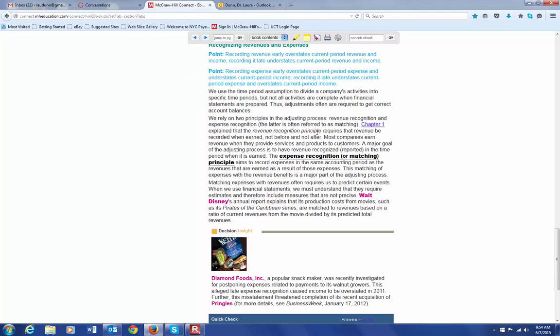It's based on 2 principles, revenue recognition and expense recognition. Revenue must be recorded when it's earned, not necessarily when you receive it, but when you earn it. So a major goal of the adjusting process is to have revenue recognized in the time period when it's earned, and then the same thing is true with expense recognition. It aims to record the expenses in the same accounting period as the revenues that are earned as a result of those expenses. So you're trying to match expenses with the revenue that's actually earned from those expenses.